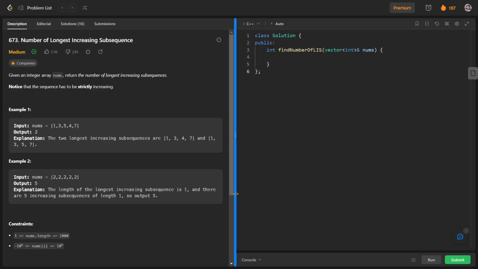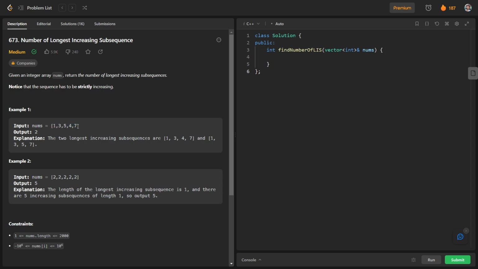This is our today's question on LeetCode, and this question is basically the daily challenge for 21st July. The question is number of longest increasing subsequence. So basically we are given an integer array nums, and we have to return the number of longest increasing subsequences. The sequence has to be strictly increasing. This is the condition of our subsequence.